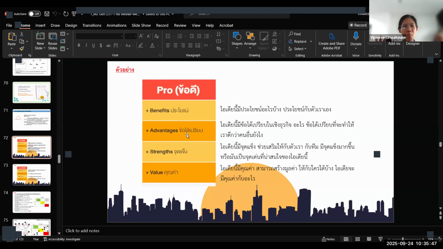Benefit and advantage are quite similar, but advantage could be used when we compare, like a benchmark. This word is used in business, right? When you benchmark against another brand with the same product, what are their advantages and our advantages? What are our strengths, or the strengths of our team? What is the value? This is also like value to the customer, or value to the target group.